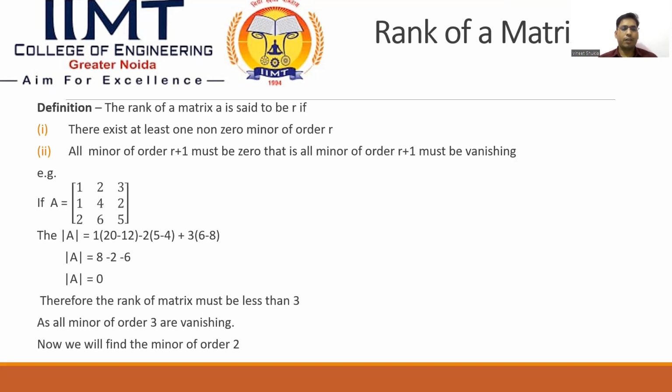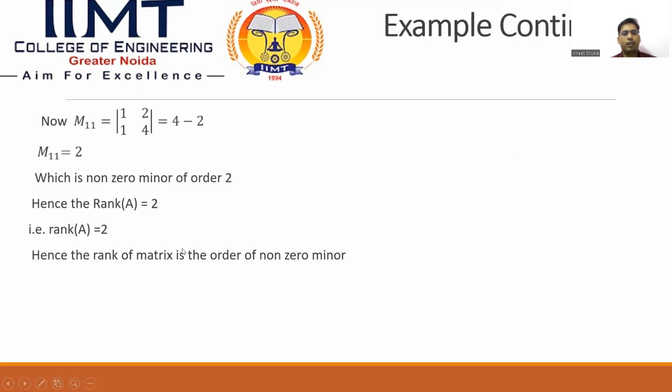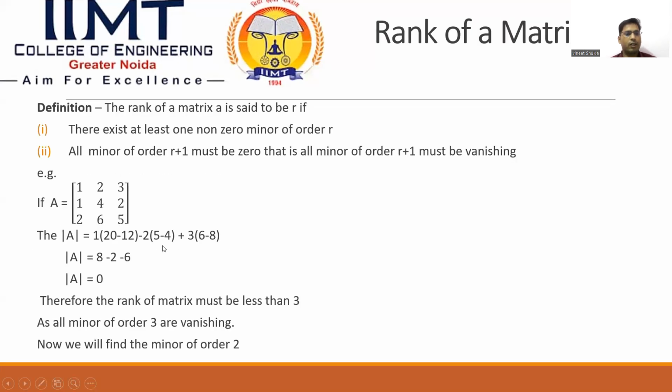For example, if A is equal to 1, 2, 3 in the first row, 1, 4, 2 in the second row, and 2, 4, 6 in the third row, then the determinant of A will be 0. Therefore the rank of A must be less than 3, because the minor of order 3 is vanishing.